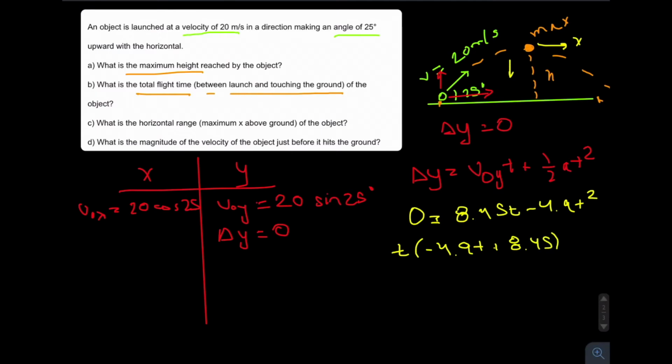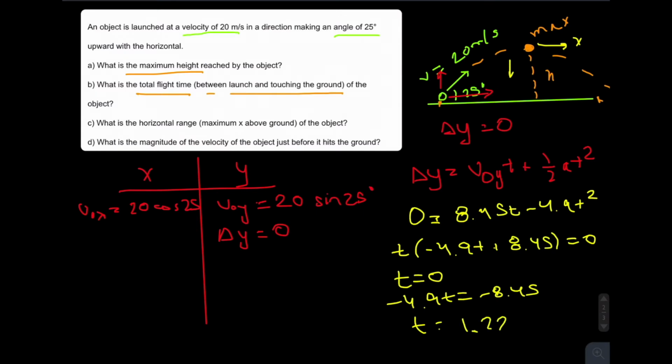And doing so, we see that t is 0 here, and then we'll get another solution, which is negative 4.9 t is equal to negative 8.45, and then t will be 8.45 divided by 4.9, so that gives us around 1.72 seconds.